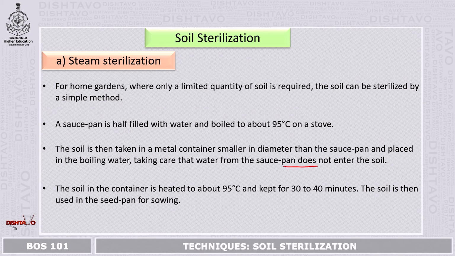So that becomes an important point. The water should not enter the soil during sterilization. The soil in the container is heated to about 95 degrees Celsius and kept for 30 to 40 minutes. The soil is then used in the seed pan for sowing.